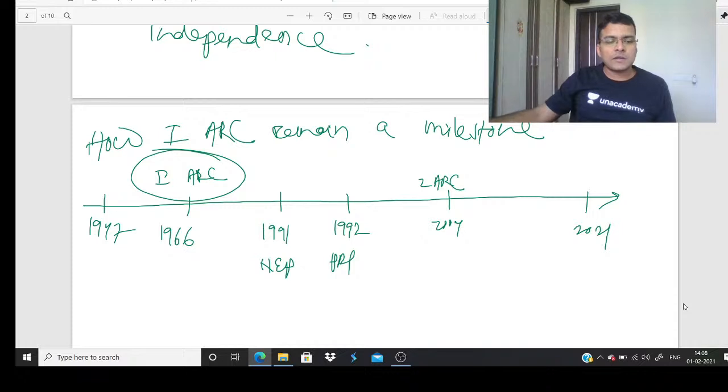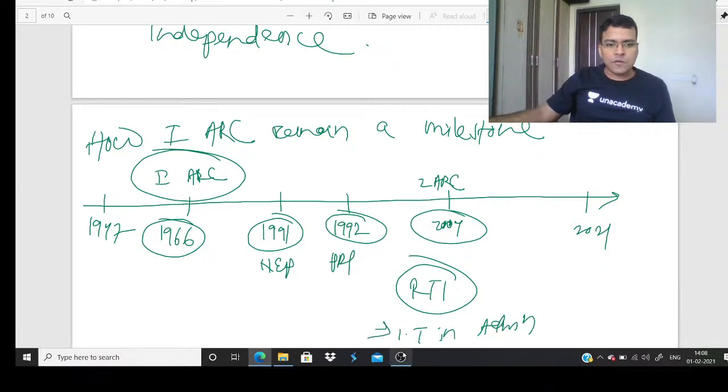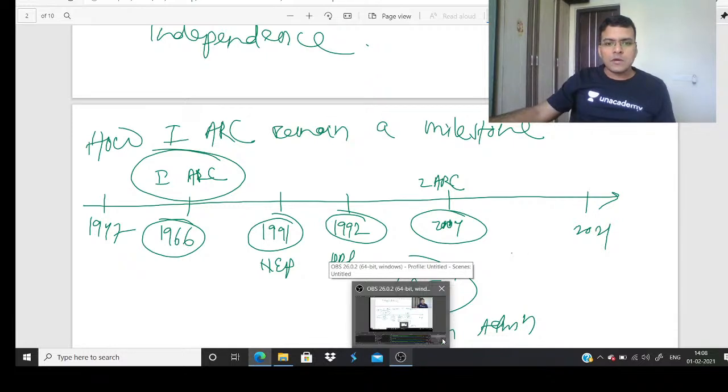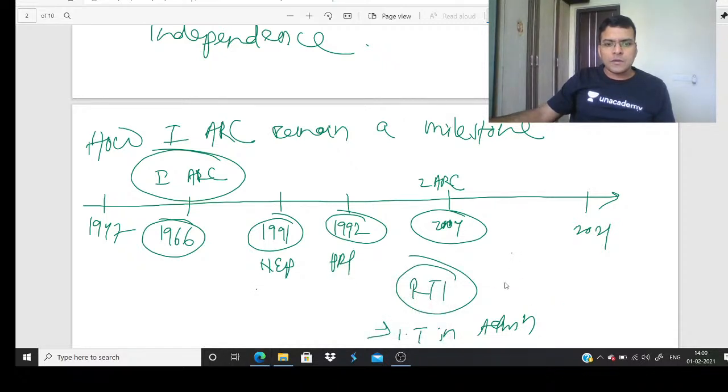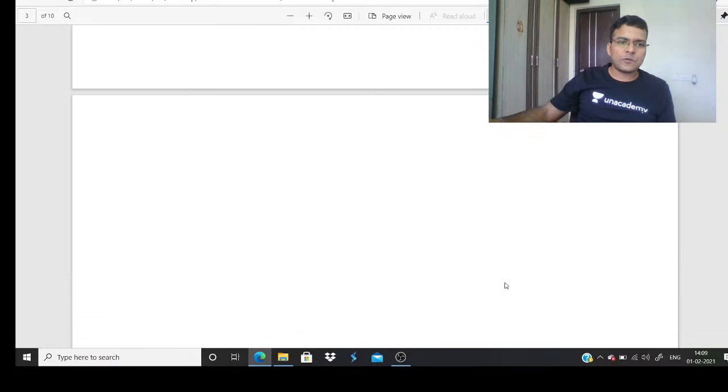Clear? So whenever you write the development of administrative reform in India, you just mention all these years. These are all significant years in the administrative reform in India. In between, you can add the concept like RTI. Yes, Mr. Pradhan. RTI is another administrative reform, and after that, IT in administration. This is another reform. So these are some major reforms that have taken place in India from 1966 to 2004 second ARC. Okay, so we just need to write our answer.